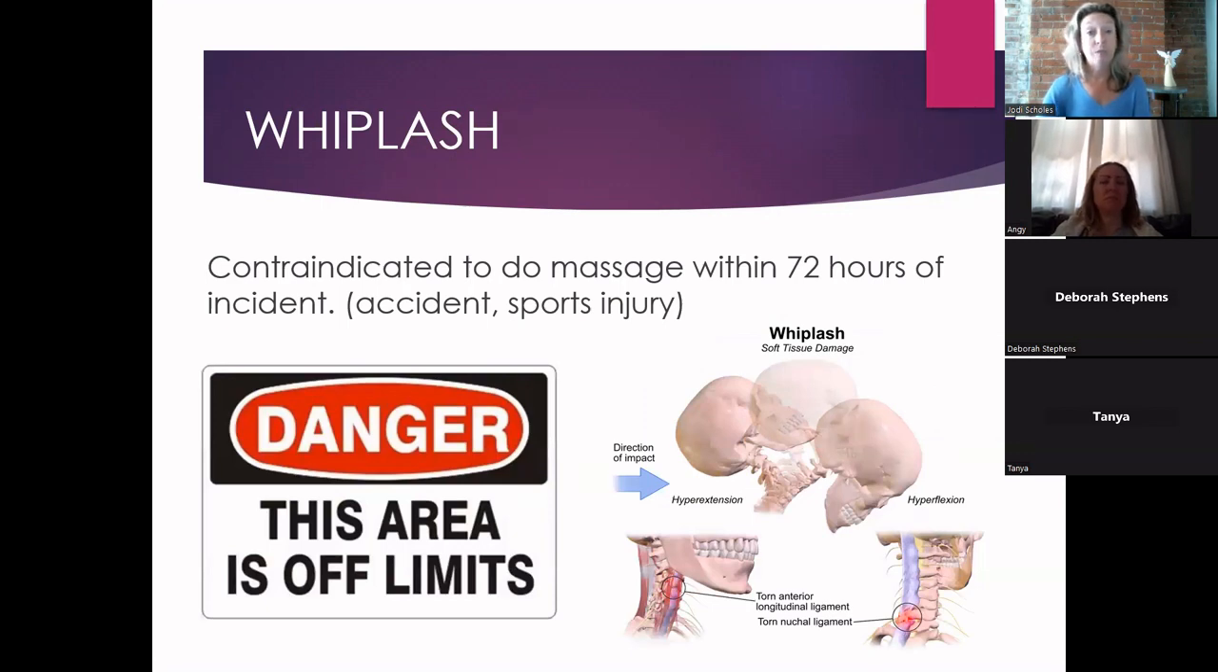All right, so why do we care? Isn't massage great for musculoskeletal injuries? Certainly, it is, and I enjoy treating clients who have had a challenge with whiplash. However, it is contraindicated to do massage therapy on a client who is within 72 hours of their incident, whether it be sports, motor vehicle accident, whatever. It's contraindicated to do massage for 72 hours unless they've been cleared by a doctor for massage. Now, why 72 hours?